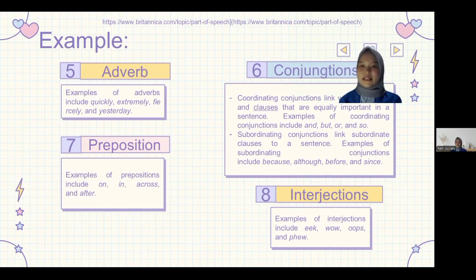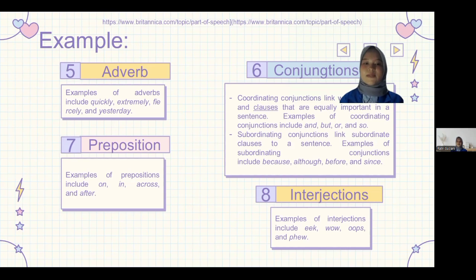And number 6 is conjunction. Coordinating conjunctions link words, phrases, and clauses. They are equally important in a sentence. For example, but, or, so. Subordinating conjunctions link subordinate clauses to a sentence. For example, because, although, before, and since.